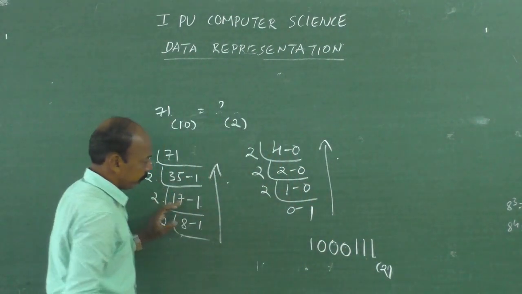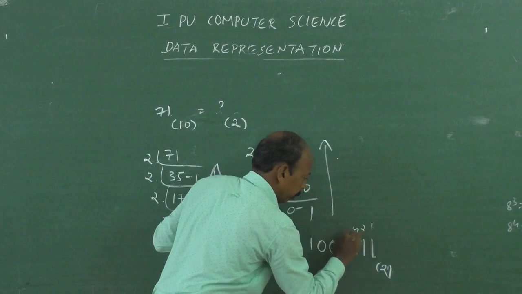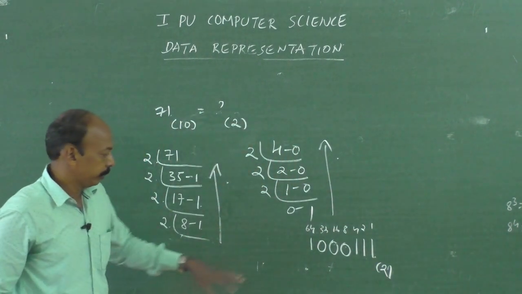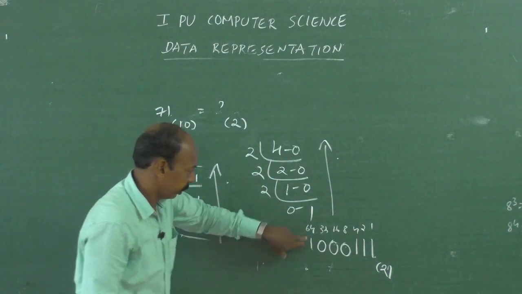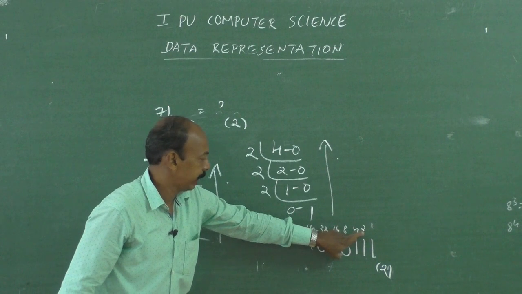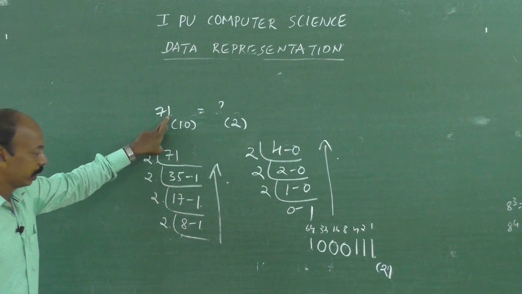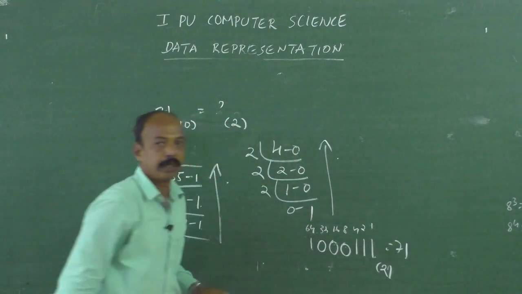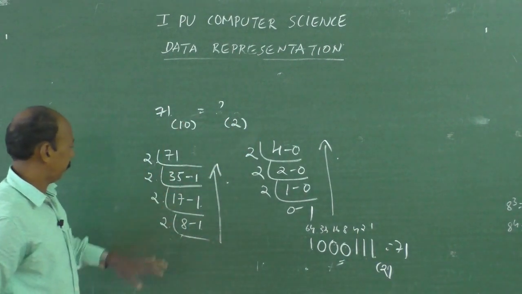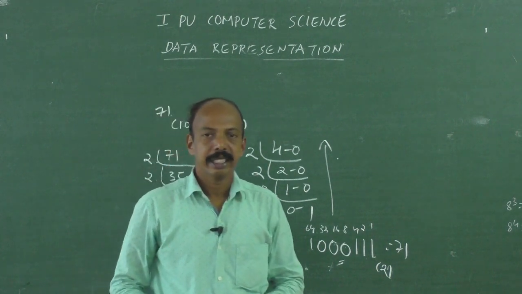Now just to cross verify, this is 2 to the power 0, that is 1, 2, 4, 8, 16, 32, 64. So which are the values that we need to add? 64 plus 4 plus 2 plus 1, 64, 68, 69, 70, 71. So whatever we have written here is 71, right? So this is 71. That's right. What we have done is right. Of course, a decimal number can have fractions also. That conversion we shall see in the next class. Thank you.